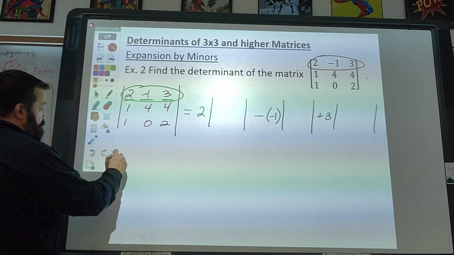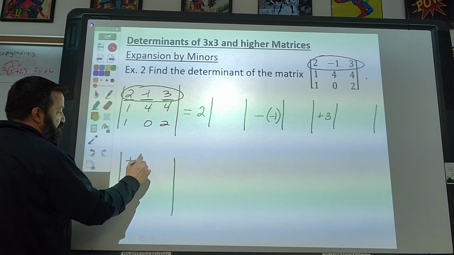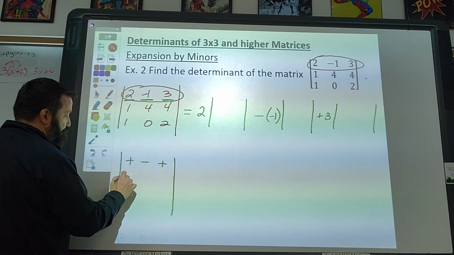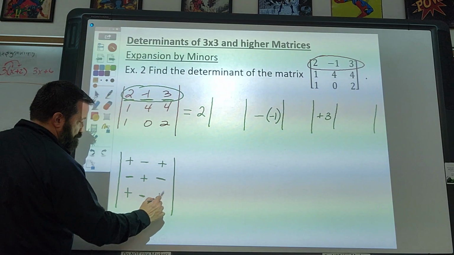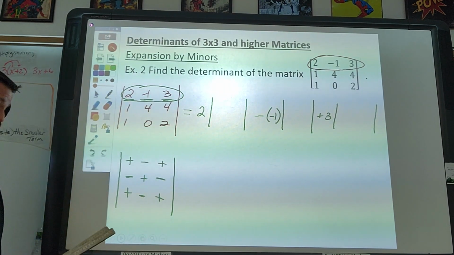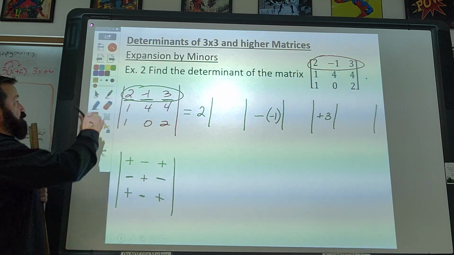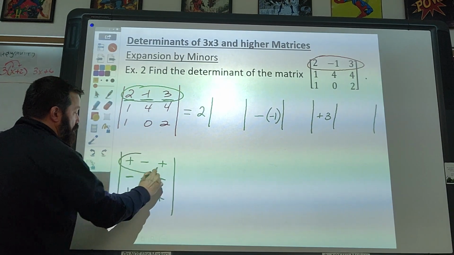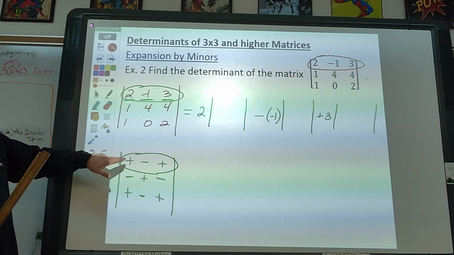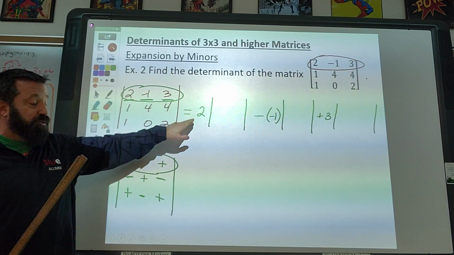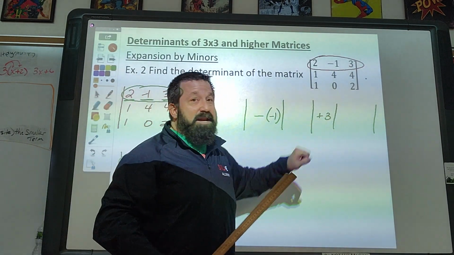So when you're looking at these 9 elements up here, think of it kind of like a checkerboard pattern. For these 9 elements, since I chose the top row to use to do my expansion, the first one is positive, that's why this is a +2. Minus, that's why I'm subtracting the second one. Plus, I'm adding the third one.